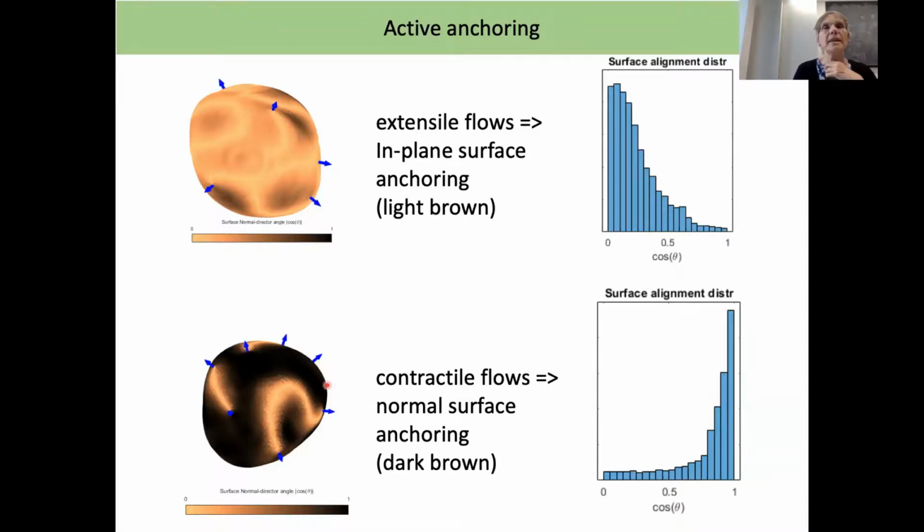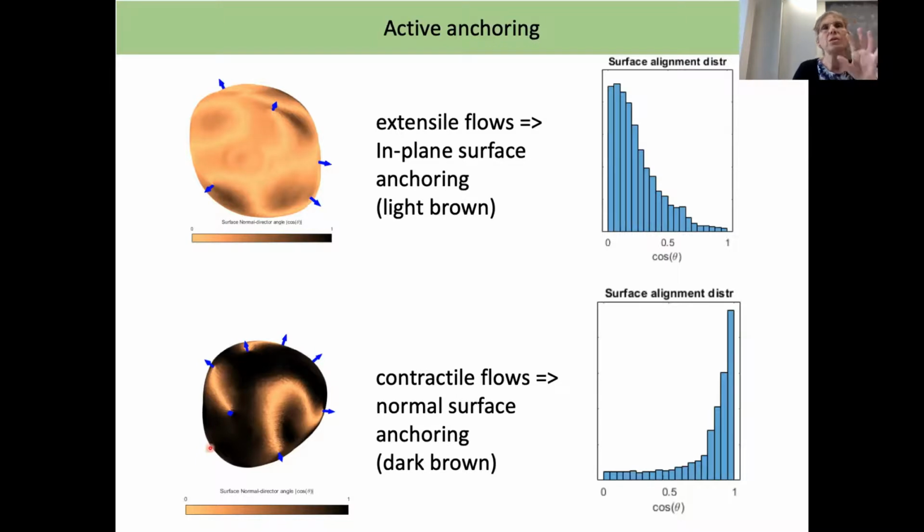The reason for this is just this: gradients in the director field give you flows. Across the boundary of the drop, the director field is changing from a finite value inside to a 0 value outside. Its magnitude is changing, that still counts. And so you get stresses at the surface. The stresses produce flows, and for extensile flows, it pushes the director to tend to lie in the plane, whereas for the contractile flows, the director tends to be normal to the plane.